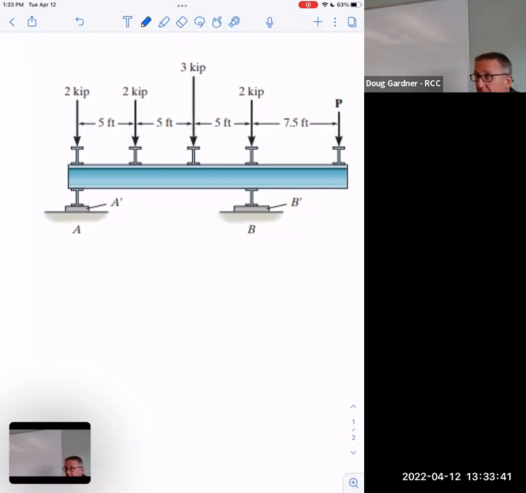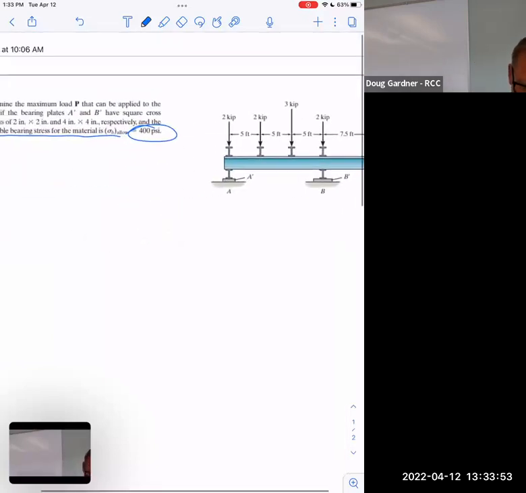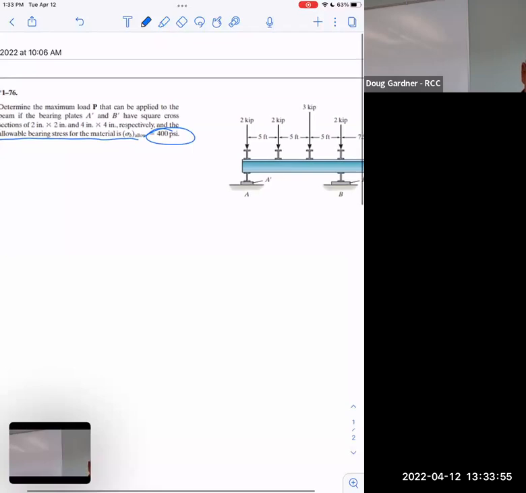But now we have to put a limiting value on that P. In other words, what's the biggest P that we can stick on that side over there so that it doesn't stress that too much and break it. So the formula is not any different. Anyway, let's just fly into this. And notice they're 2 inches by 2 inches and 4 inches by 4 inches.